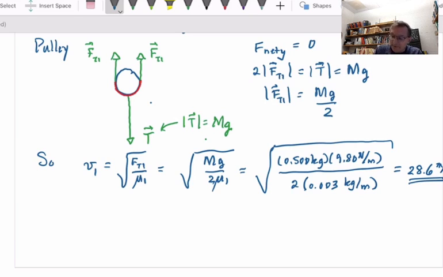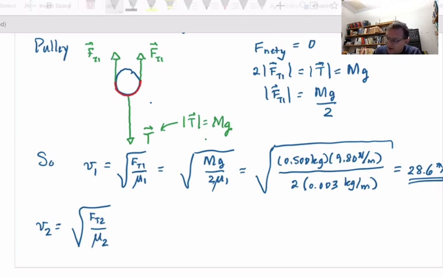Now let's play the same game for string 2. For string 2, the speed of a transverse wave would be given by whatever the tension is in string 2 over the mass per unit length of string 2. You can't just assume the v's are going to be the same. Now I already know the mu for string 2, that's given. So it all boils down to what's the tension in string 2. Now that takes a little bit of thinking.